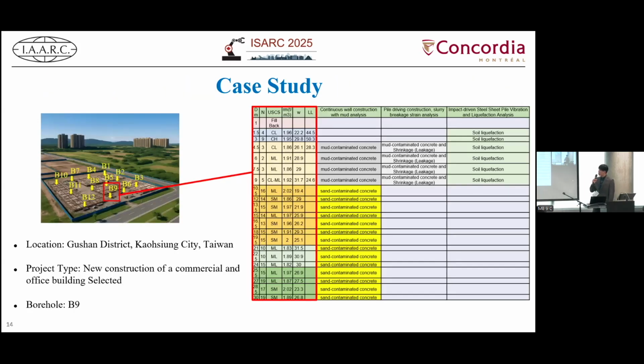Next, I will briefly introduce the case study. This project is in Gushan, Kaohsiung in Taiwan. We drilled 12 boreholes, but B9 was selected because it is close to the road and building. This soil has more loading. It also contains low N values, which indicate relatively softer soil. The B9 soil report is shown in the right figure.